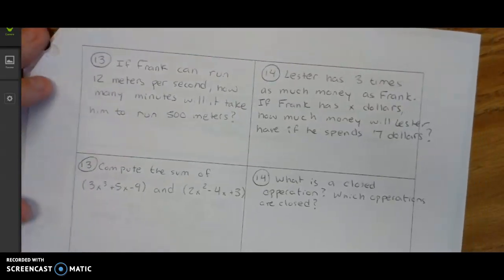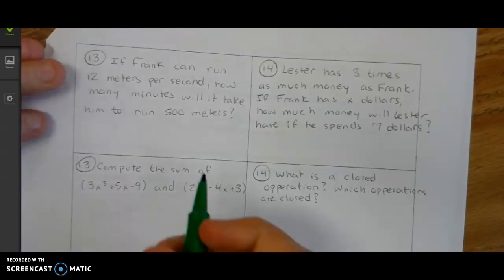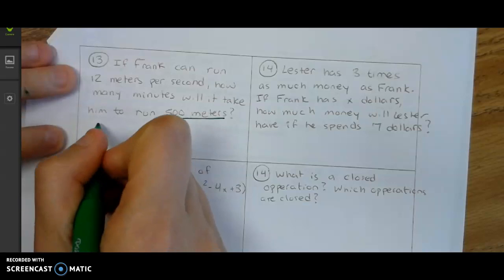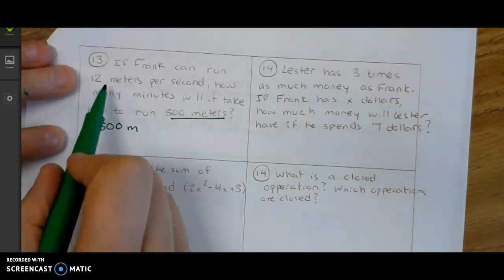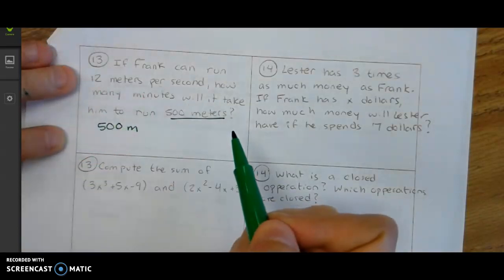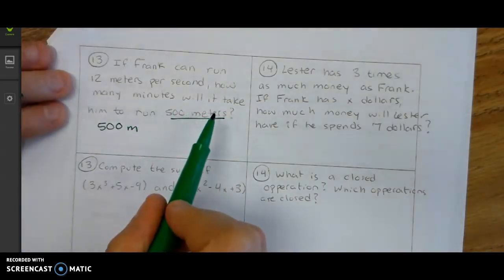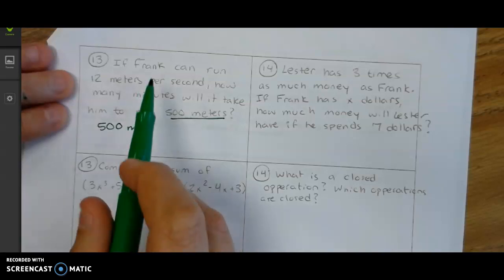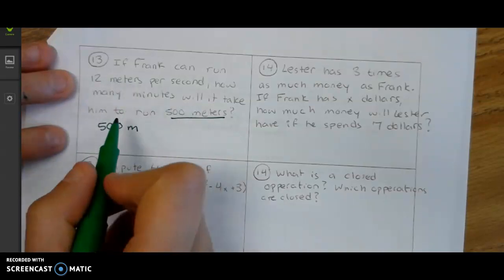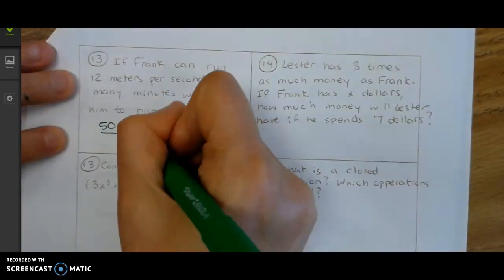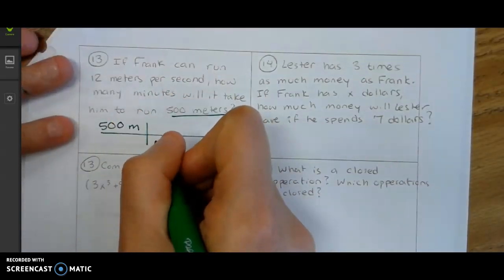Okay, number 13. If Frank can run 12 meters per second, how many minutes will it take him to run 500 meters? So I know my goal is 500 meters. And we know that we can run 12 meters per second. Now, we need to change seconds to minutes. And we need to figure out what's going to go into 12. So let's get rid of this 12 first. Let's go ahead and divide so that we just have our time.